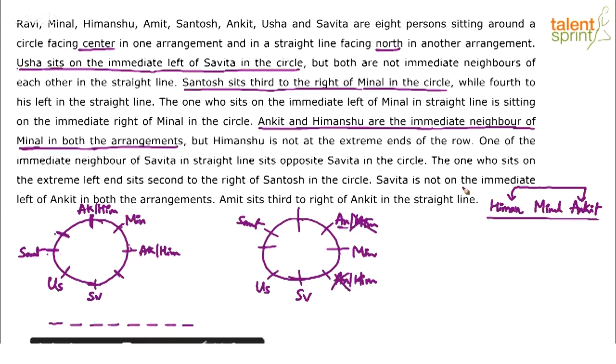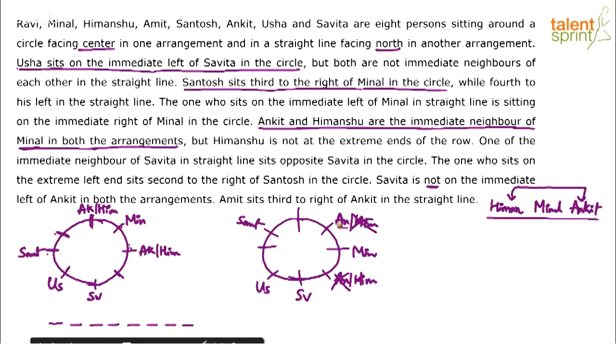Why? Savita is not on the immediate left of Ankit. So if you take Ankit here, Savita will become on the immediate left of Ankit. But we know that Savita is not on the immediate left of Ankit. So going by that, you can eliminate Ankit's position here and Himanshu's position there. So Himanshu would come here with Ankit there.